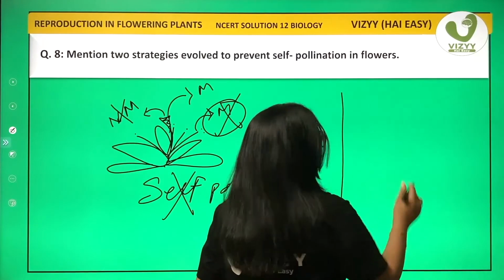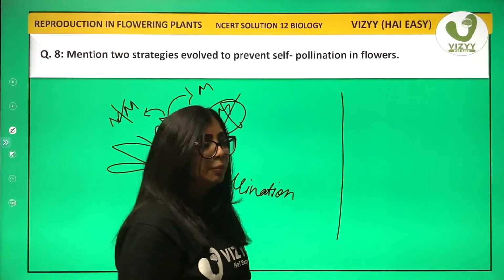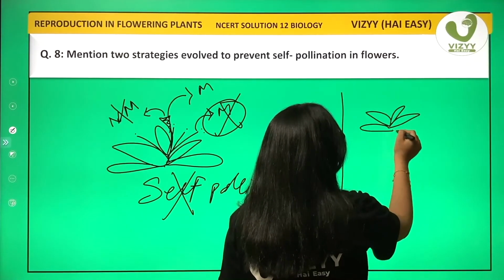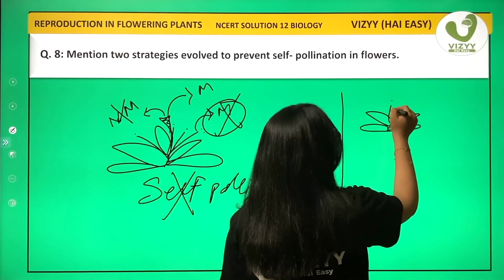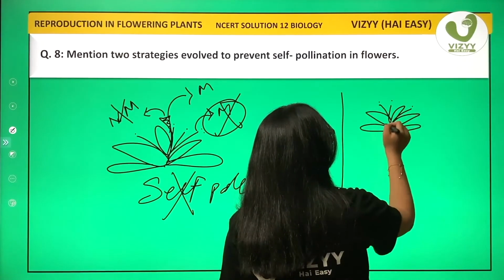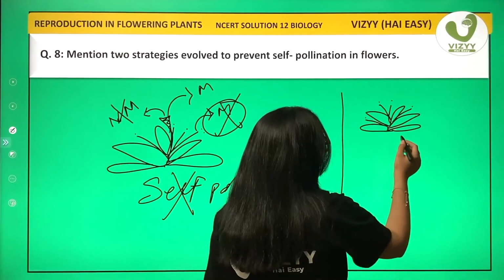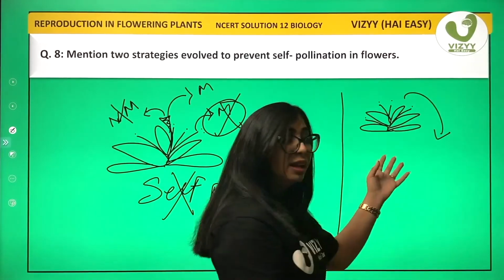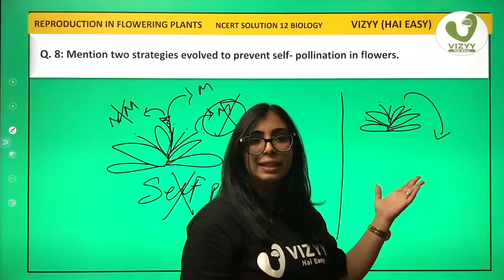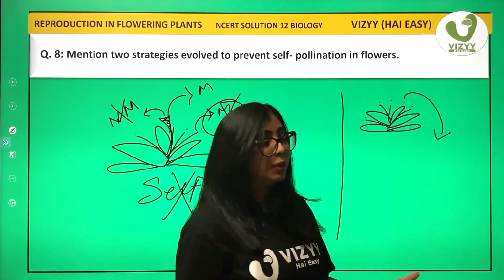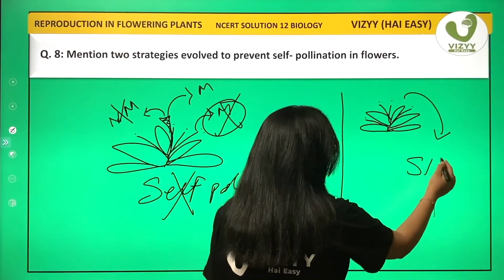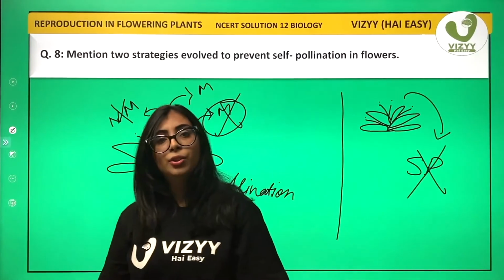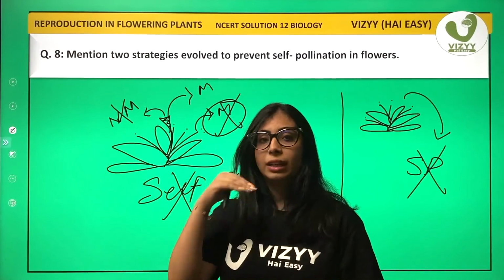Second, unisexual flowers. If one entire plant produces male flowers, that means it has only one type of flower. It has only anthers. Now, there is no chance of the male flower fertilizing the male flower itself. It is not possible. So self-pollination again will not occur. Okay, students. So these are the two strategies usually taken in practice.